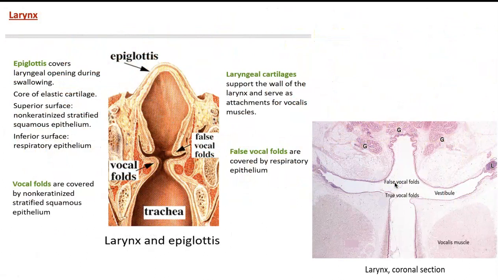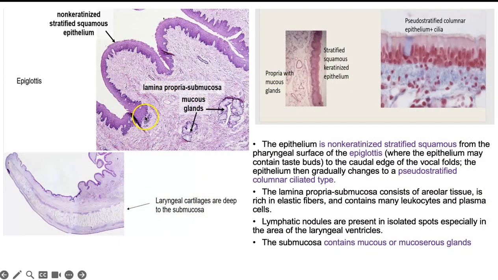So what is the epithelium usually lining or covering the epiglottis? The epiglottis and the vocal fold are usually covered by non-keratinized stratified squamous epithelium. And the only one covered by respiratory epithelium would be the false vocal fold. If you look at this diagram, in the epiglottis you can see the non-keratinized stratified squamous epithelium, and also we have lamina propria and submucosa containing the mucus gland.